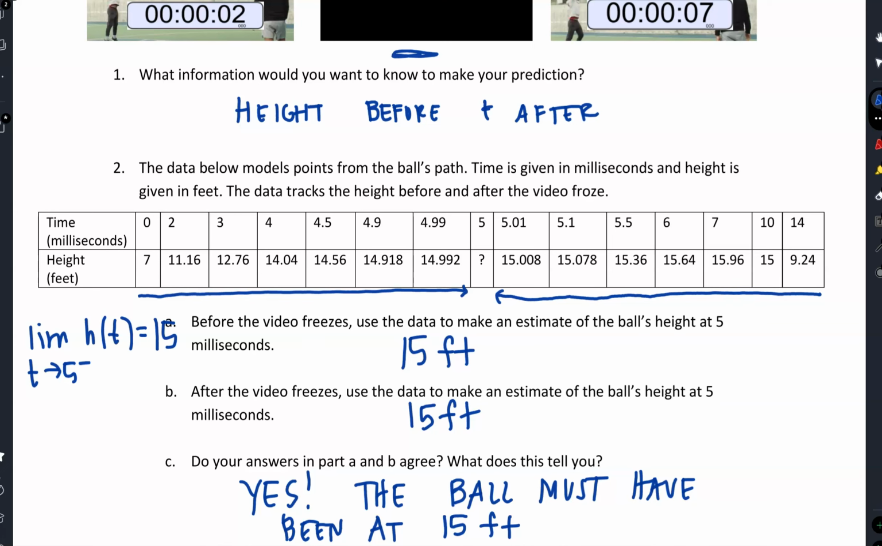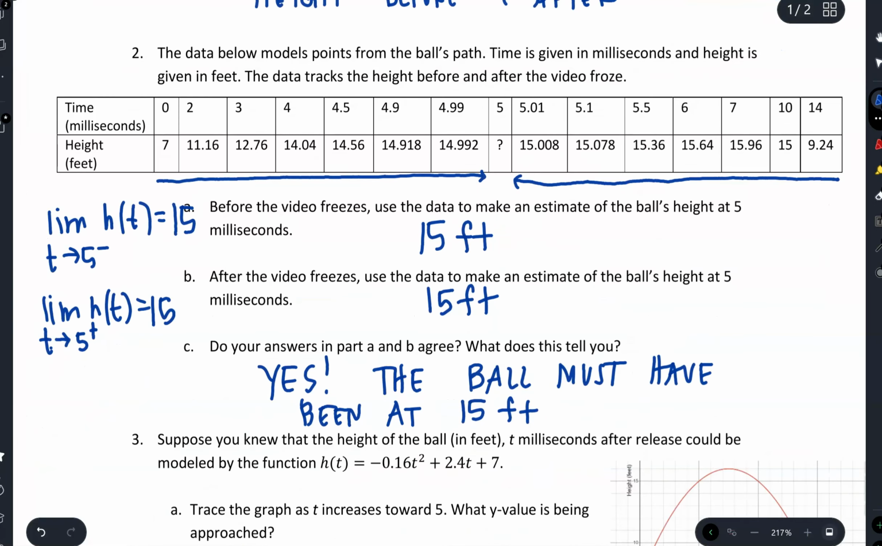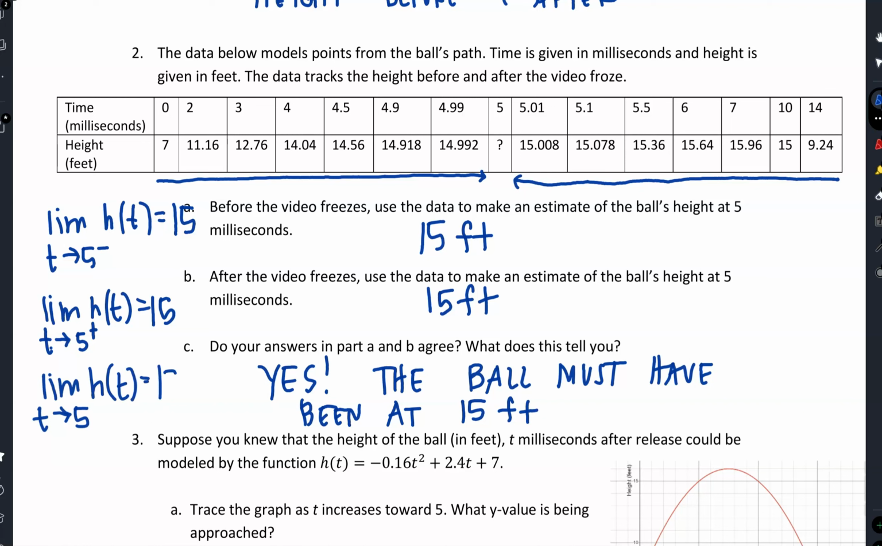After the video freezes, this is now coming from 5 milliseconds from the right side. So my notation changes just a teeny bit. It'll be the limit as your time approaches 5 from the right side of that height function. So it's also going to be equal to 15 feet. Since these two things are equal, we can say the limit as time approaches 5 of that height function is going to be 15.